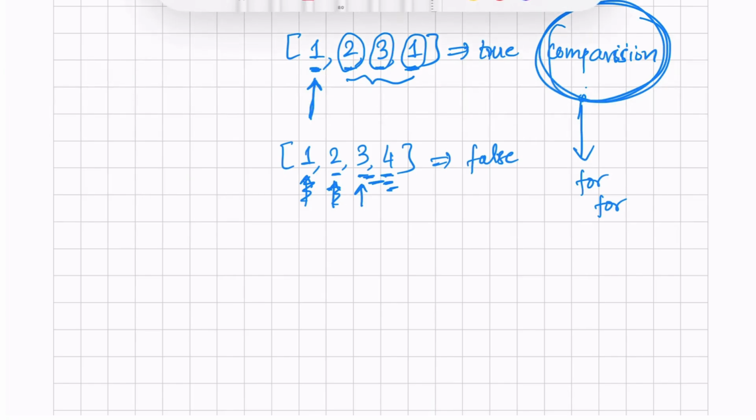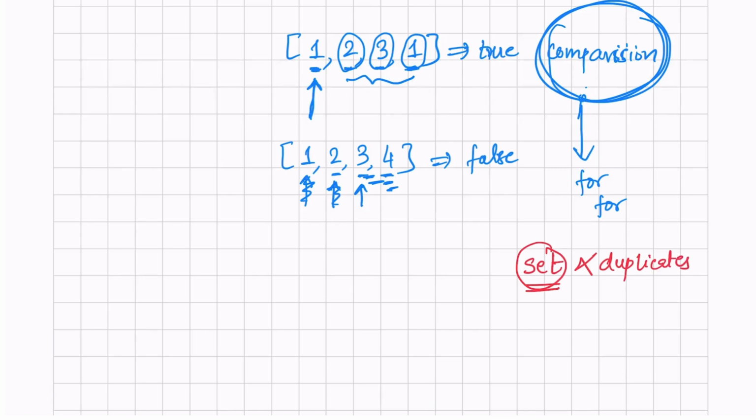Let's change colors here, right? Called set, right? Set by definition cannot have duplicates, right? There's no chance a set will ever have a duplicate element in it. Every element in a set has to be unique, right?